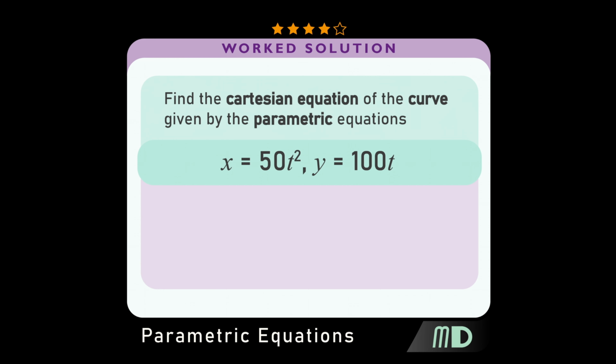Answering this question is a two-step process. To begin, we need to rearrange one of the parametric equations to make t the subject, before substituting that expression for t into the second equation and simplifying, if necessary. The two parametric equations we've been given are x equal to 50t squared and y equal to 100t.